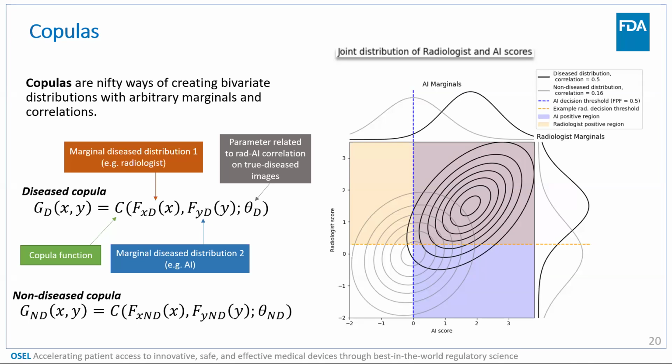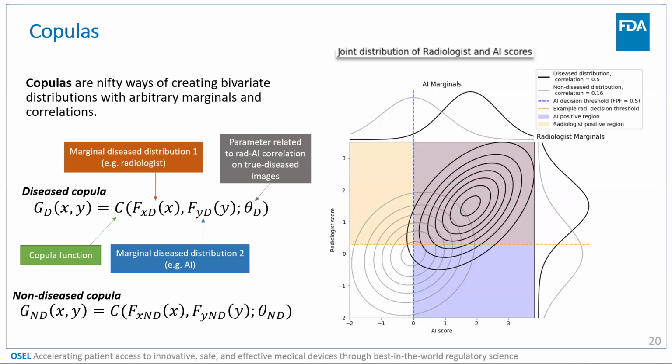So for the diseased copula, the inputs will be the diseased distribution from the radiologist, the diseased distribution from the AI diagnostic, and then a parameter related to the correlation between the radiologist and AI scores on the truly diseased images. Similarly, we have a non-diseased copula. And then this plot on the right, you can think of these density plots as sort of like a product of the radiologist and AI marginals in some sense, where that product is determined by the copula function itself. There are a couple different examples that I'll go over on the next slide, and then also the correlation.